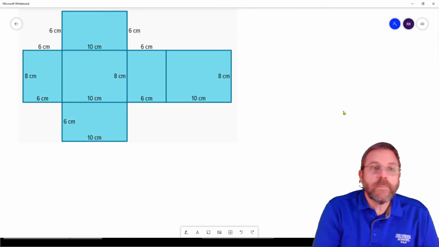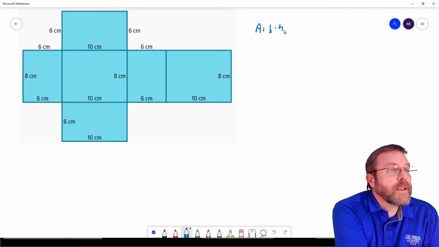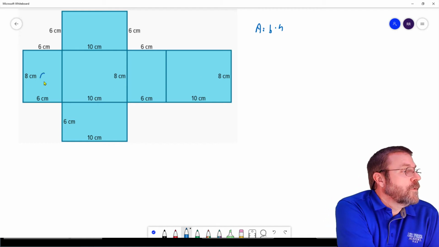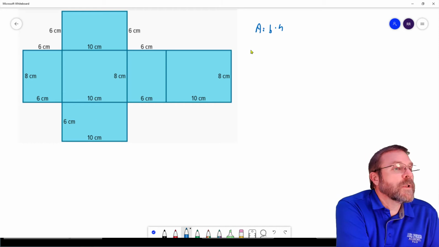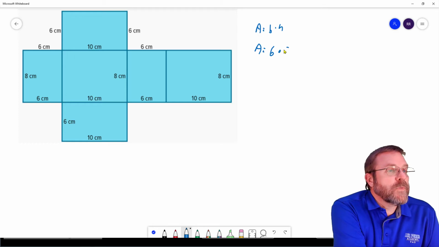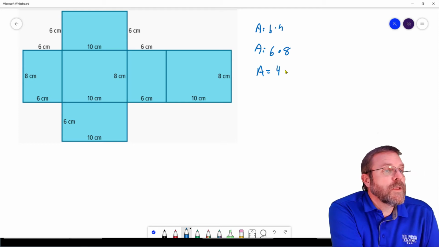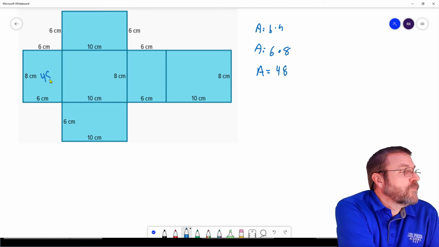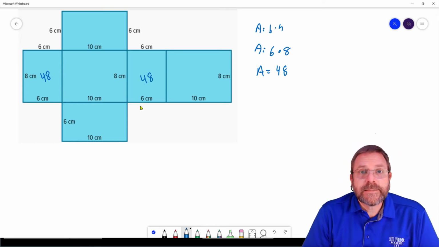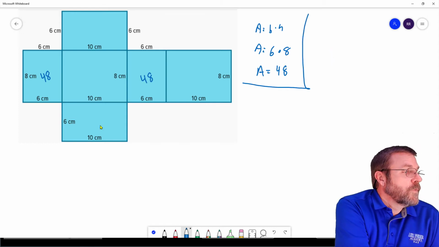Now the formula I'm going to be using says that area is equal to base times height, also known as area is equal to length times width. And the first one I'm going to do is this one right here. So I'm going to say area is equal to, I have a base of 6 times a height of 8. What's 6 times 8? It's going to be 48. So this one here is going to be 48, and this one here is going to be 48 because they're the same exact size.